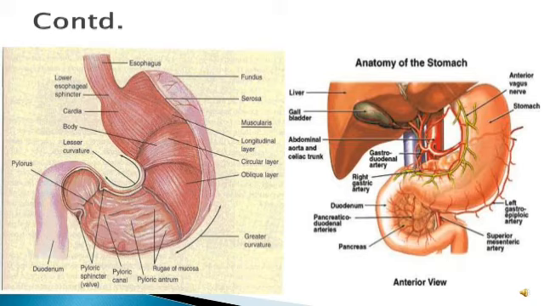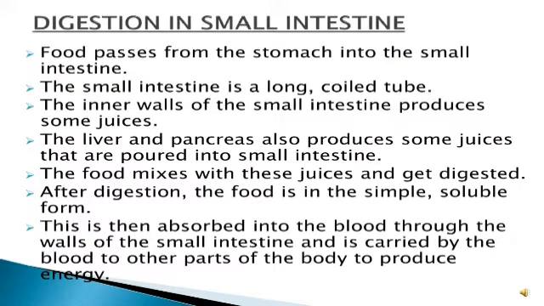This is the anatomy of the stomach, but you don't have to learn in detail about the structure of the stomach. Just understand that the second digestion takes place in the stomach, and the different parts of the stomach are shown in the picture. Now the third digestion takes place in the small intestine. The food passes from the stomach into the small intestine.